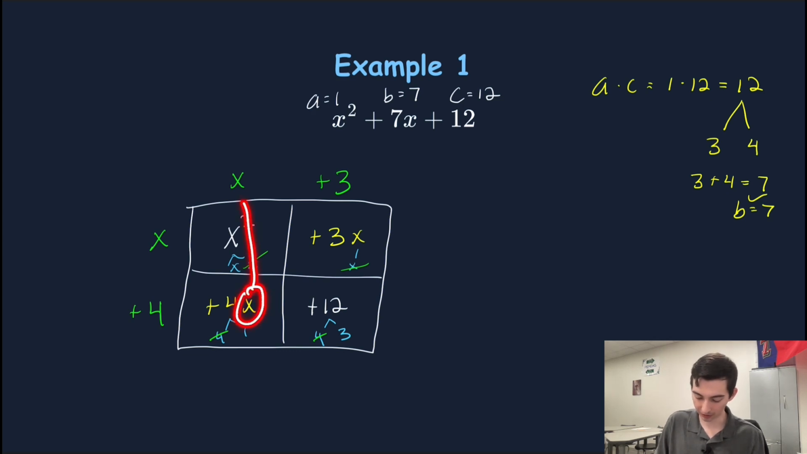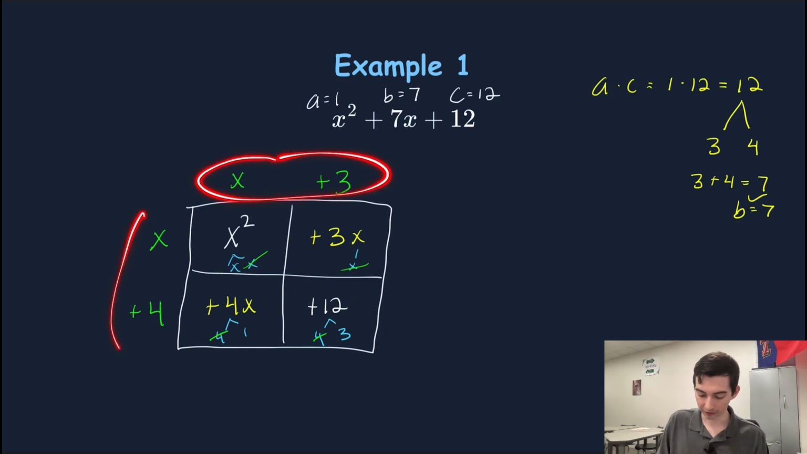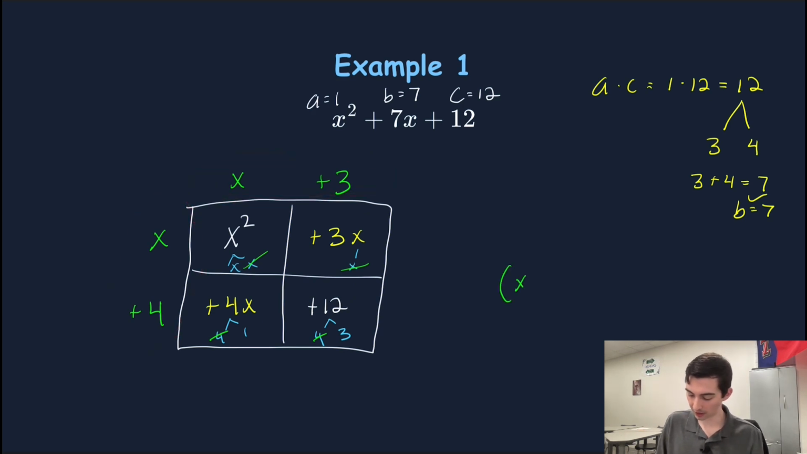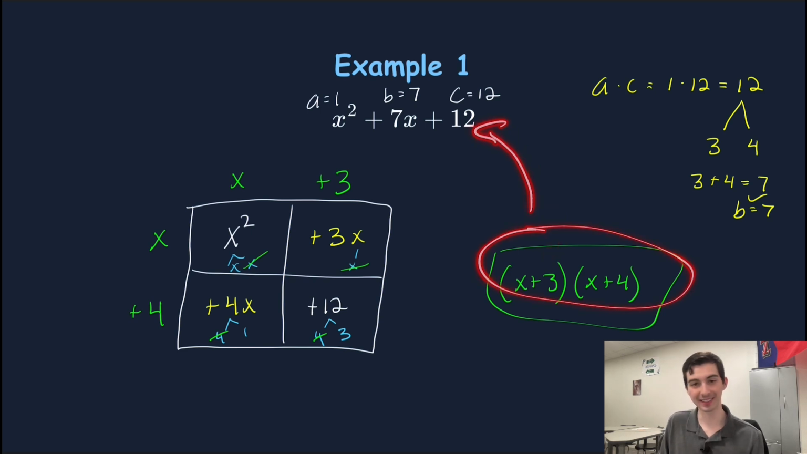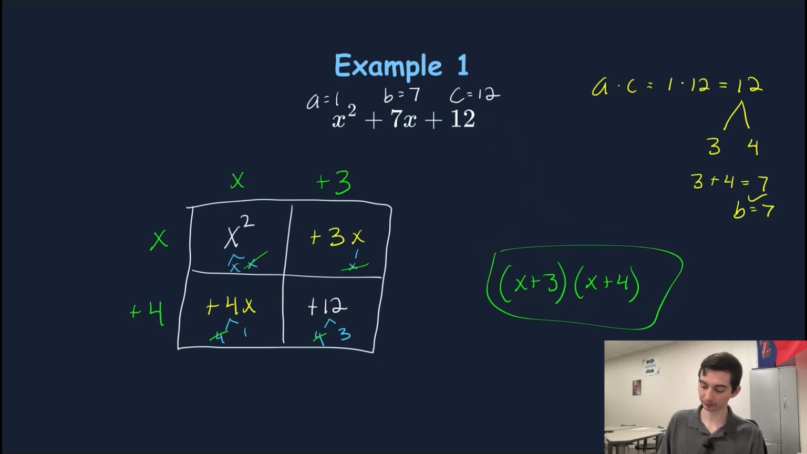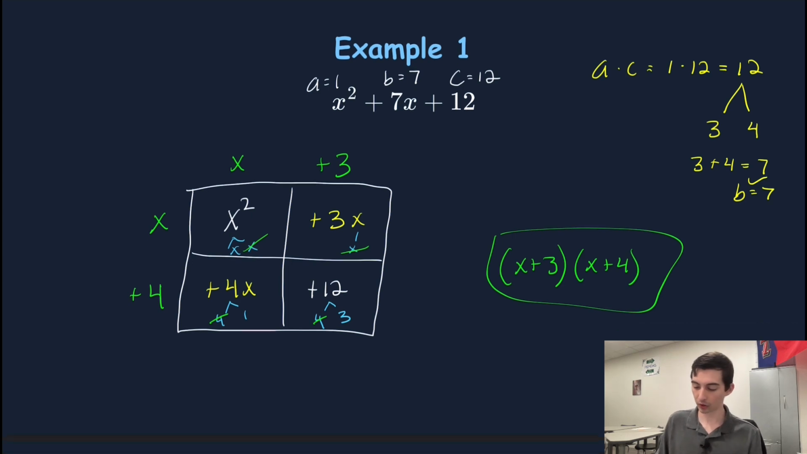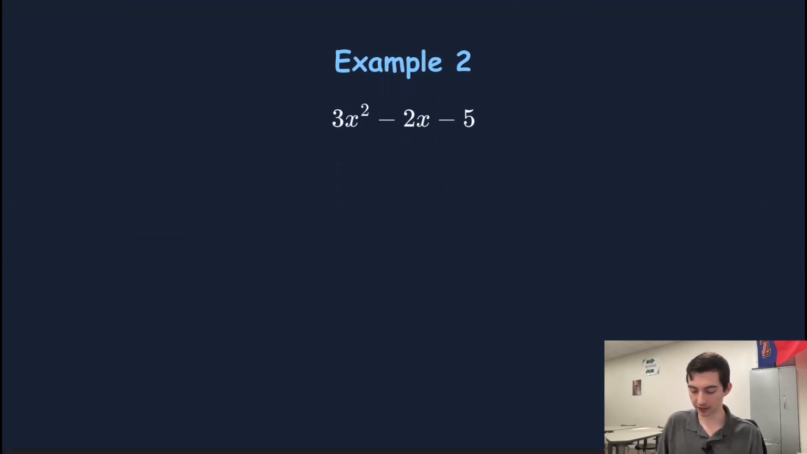And all I'm left with here is just an x. And all I'm left with here is just a 3. So my two factors are right here. They are x plus 3 and x plus 4, which is exactly what we multiplied in the beginning. So these two are the same thing, but just in factored form versus standard form. We're going to do 3 more examples of some different scenarios that we may run into.